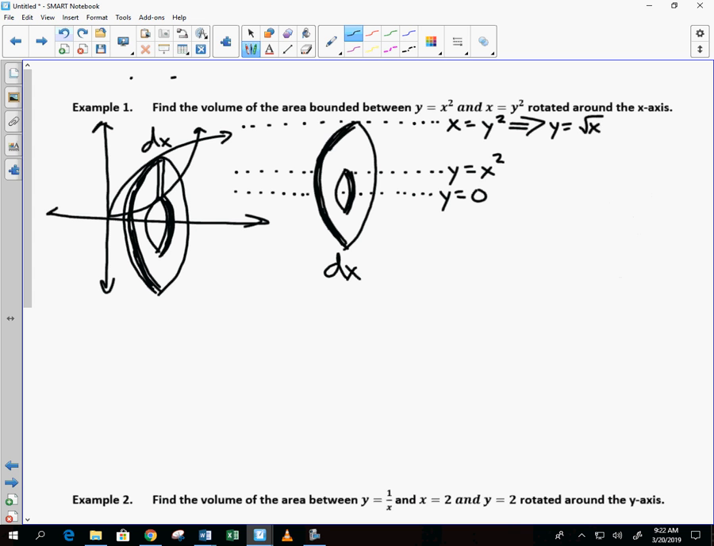So I have a washer. I'm going to do pi times big R squared minus little r squared dx. What is my big radius? The root of x. So pi times, what's the root of x squared? X, minus x to the fourth dx. That's the volume of one of the washers. How many do you want? An infinite number, so we slap on the integral.